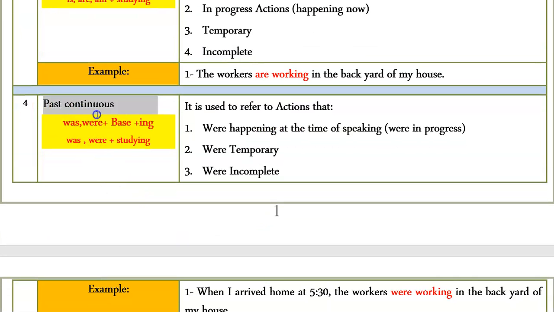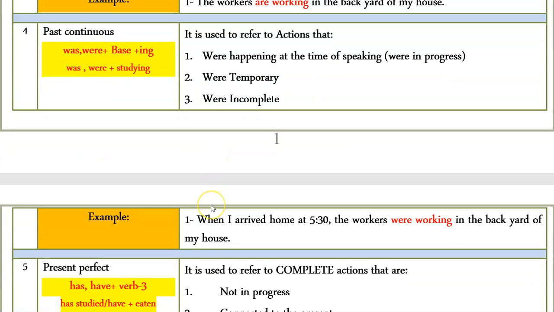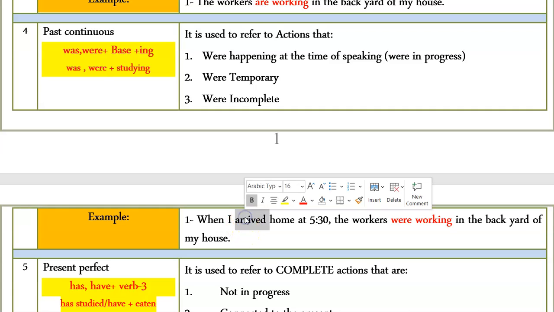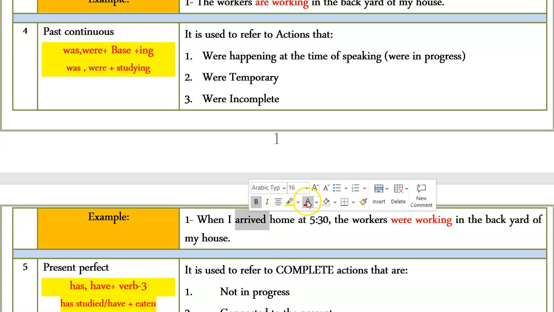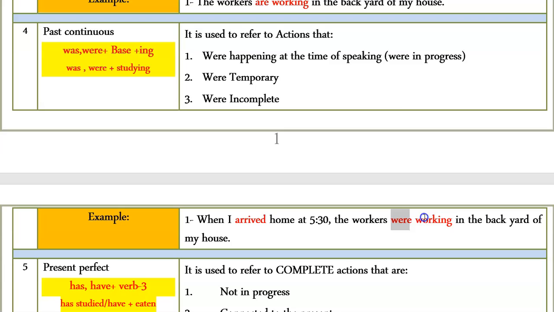Now the past continuous. Remember, when we deal with the past continuous, we always deal with 2 actions, one long action and one short action. When I arrived home, when is followed by a short action, a short period, and then the long action, we were working. So again, with the past continuous, we are referring to something that happened in the past. It was temporary, it was incomplete, and there's always a connection. The 2 link words are when and while.